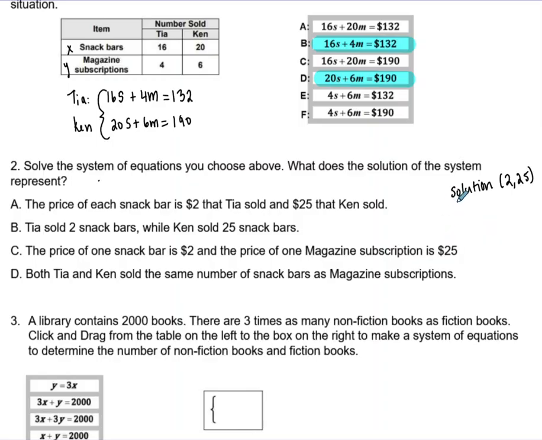So what that means is there are 2 snack bars and 25 magazine subscriptions? I don't think so, because they sold many of that. It looks like it cost $2 for the snack bars and it cost $25 for the magazine subscription, because that's pretty much the only thing that's unknown, right? So the price of each snack bar was $2 that Tia sold and $25 that Ken sold? No, because the price of the snack bars is just the same. It's how much they sold, right? I think it's answer choice C. The price of one snack bar is $2 and the price of one magazine subscription is $25.